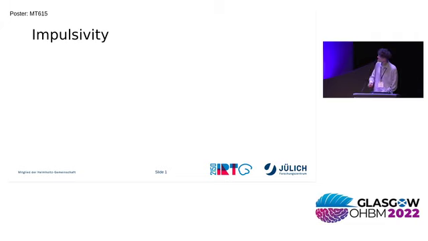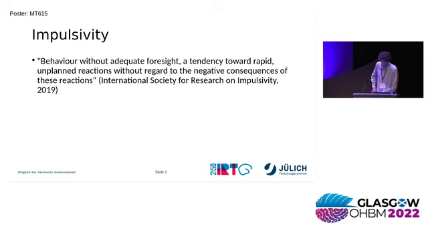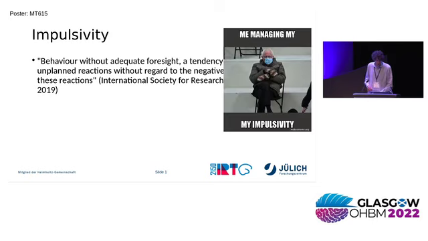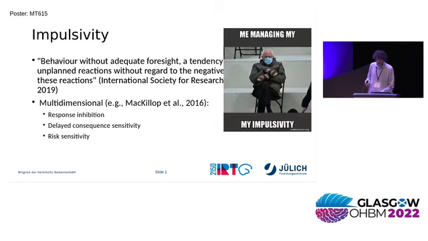Okay, sorry about that. So impulsivity can be defined as behavior without adequate foresight, or otherwise a tendency towards actions without regard for their consequences. Many have argued for this to be a multidimensional construct, spanning diverse behaviors from response inhibition to delay and reward sensitivity.